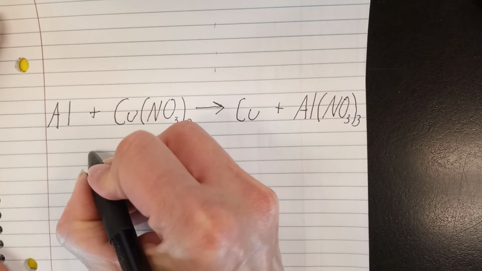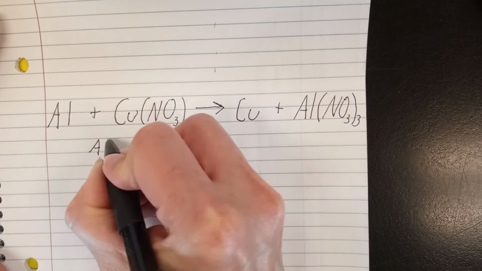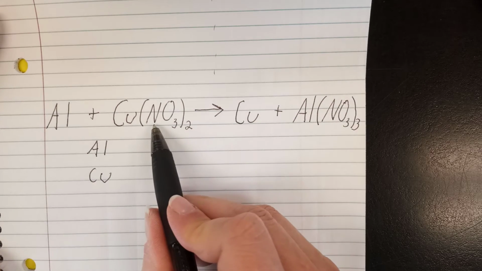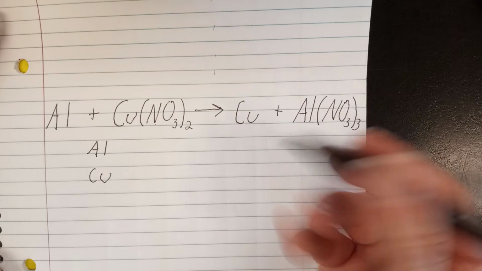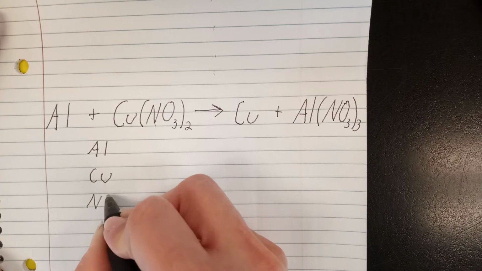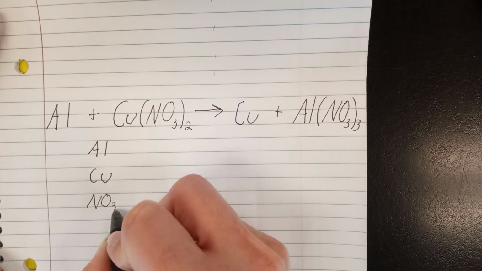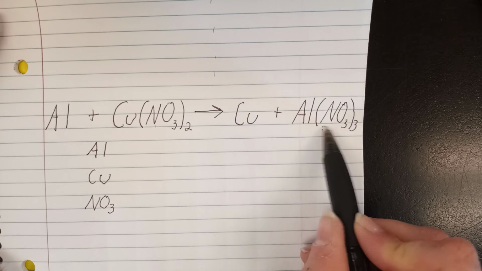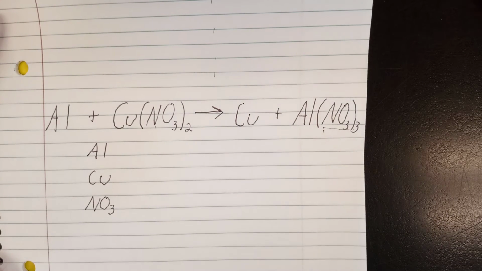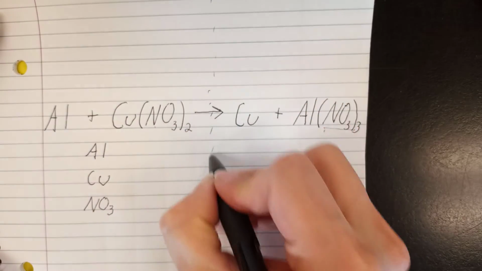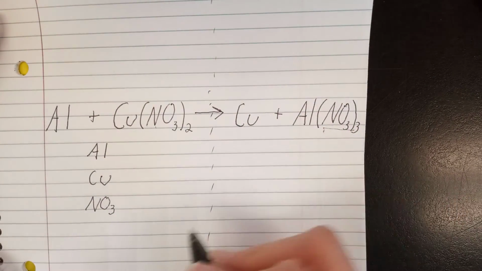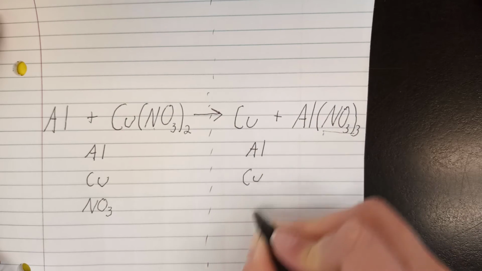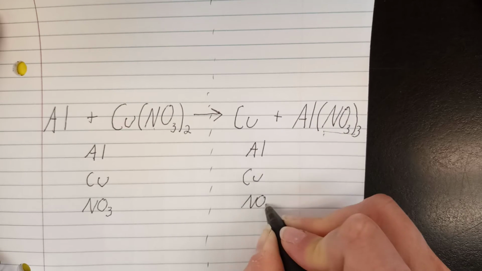Instead of separating, I'm going to keep the aluminum and the copper, but this time, instead of listing the nitrogen and oxygen separately, I'm just going to leave that nitrate ion together because it doesn't change. I have some nitrate ions here, I have some nitrate ions here, and they don't change what they are. So we're just going to leave them be like a group because they travel as a group. Okay, so we'll list them here, copper here, and then I have nitrate ions.